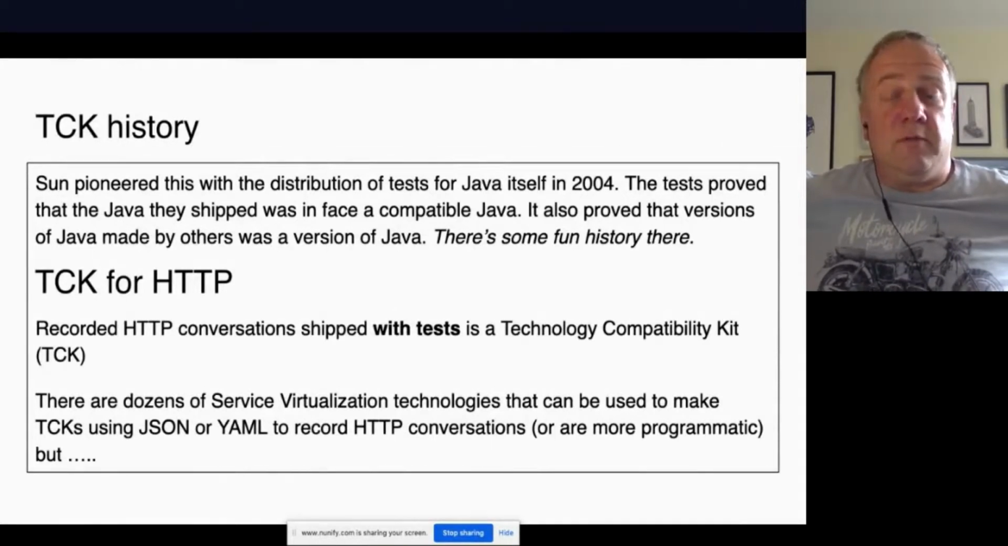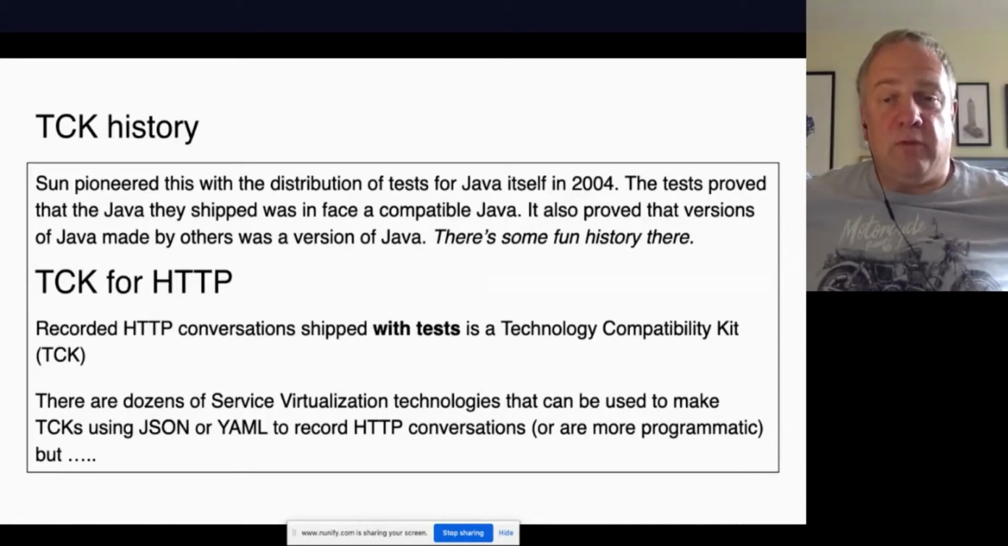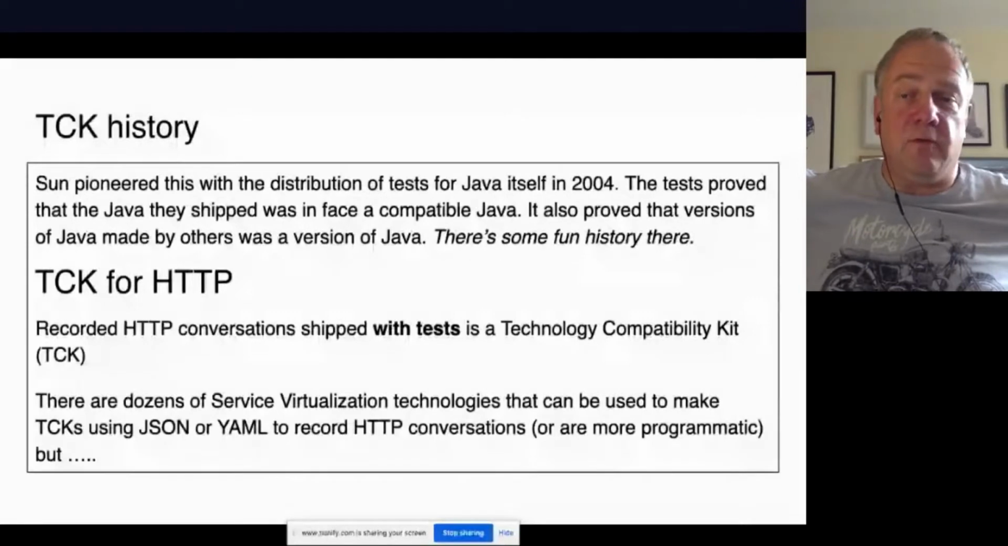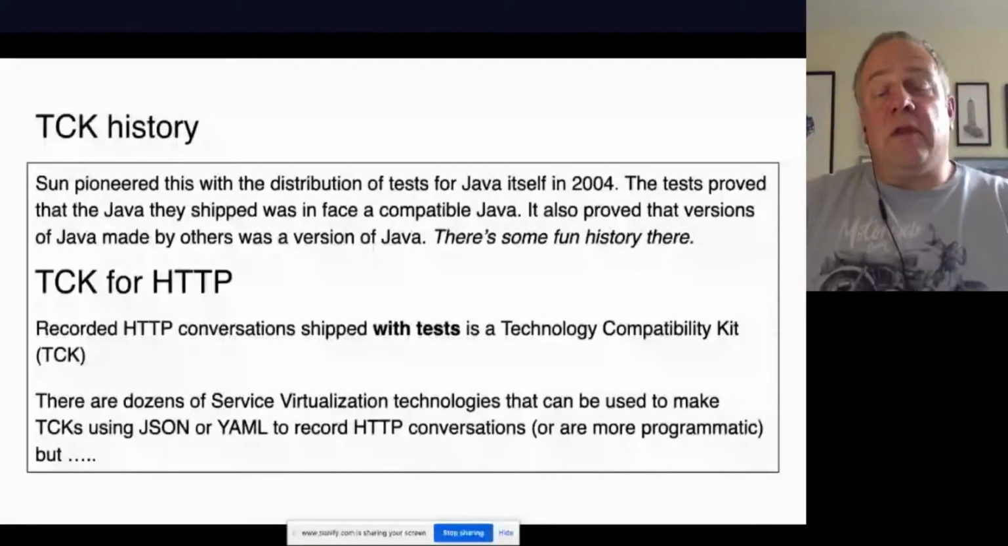Now, at the beginning, it was to prove that their Java, the one they made themselves, was in fact a version of Java. But sooner or later, other companies and open source groups like Apache would jump into the activity of making their own versions of Java, and they would use the TCK to prove that their Java was compatible with Sun's Java. Sun was latterly Oracle, of course, because of a takeover. So that's the idea of a TCK.